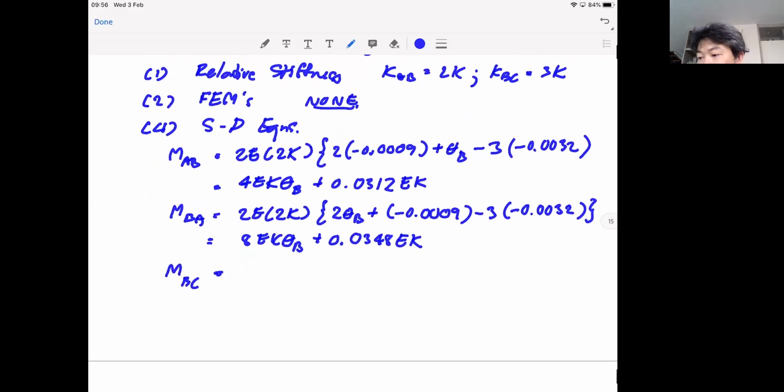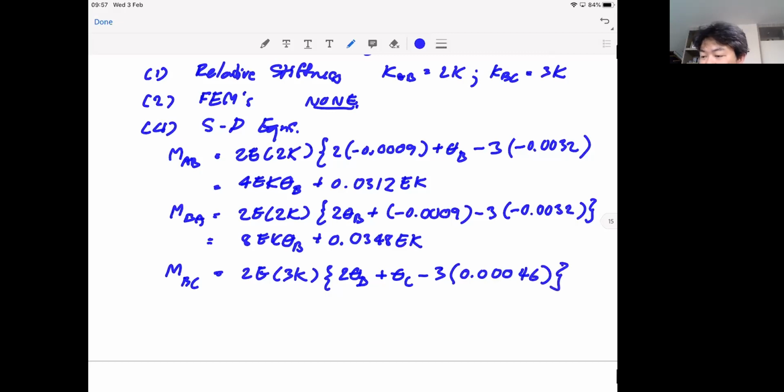Next stop is MBC. MBC is now 2E, 3K. Now we have 2 theta B plus theta C, again minus 3 psi. Psi this time is positive 0.00046 radian. This gives us 12EK theta B plus 6EK theta C minus 0.0082 EK.